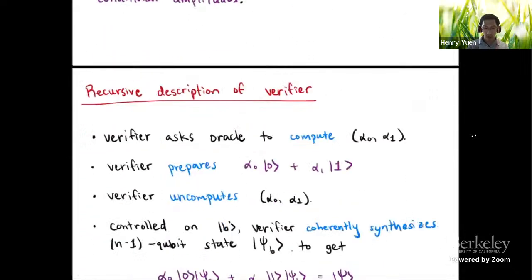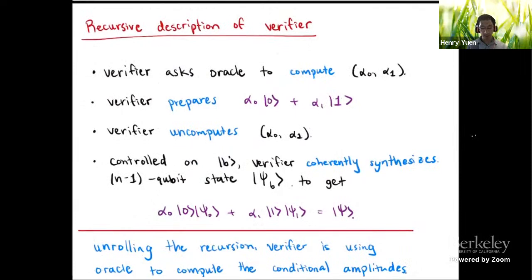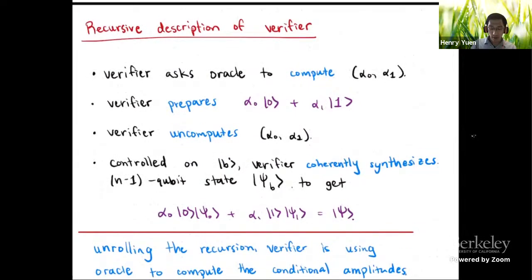All right, so here's the protocol. The verifier is going to ask the oracle to compute the first two conditional amplitudes. So these are the alpha 0 and alpha 1 that we saw earlier. Since the oracle is trusted, the verifier knows that these numbers are really what they're supposed to be. The verifier is going to prepare a 1 qubit state: alpha 0 ket 0 plus alpha 1 ket 1. It has this 1 qubit, and then it's going to uncompute these conditional amplitudes, alpha 0 and alpha 1. So it'll just perform the reverse of the oracle call.